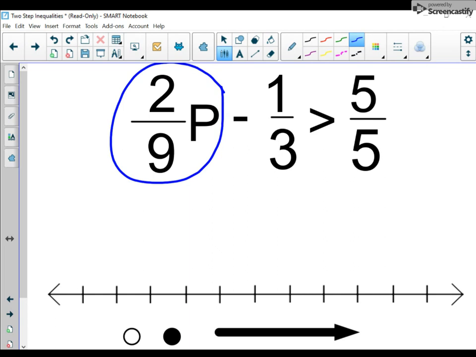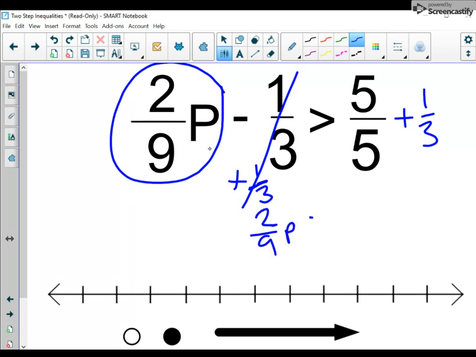So 2/9 times p minus 1/3 is greater than 5/5. Minus 1/3 is in my way right now, so I'm going to add 1/3. Remember, adding is the opposite of subtracting. So I'm going to add 1/3 to both sides, and I should be left with 2/9 times p is greater than, well, I can't add 5/5 plus 1/3 right now. But I can make common denominators and then I can work with it.